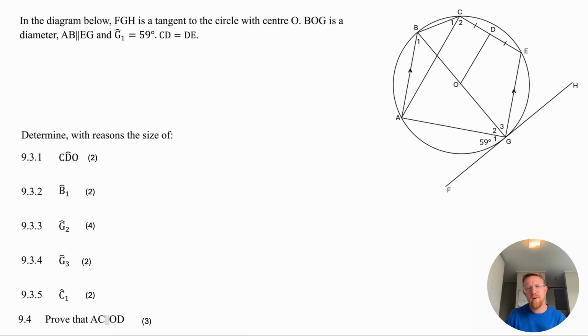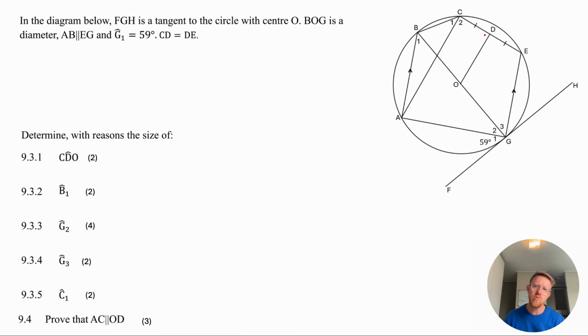In the diagram below, FGH is a tangent to the circle with center O, BOG is a diameter, AB is parallel to EG, and G1 is equal to 59, and then CD is equal to DE. Okay, so everything they've said has already been shown on the diagram. So the first question, determine with reasons the size of angle CDO. So C, where's C? Then go to D, then go to O.